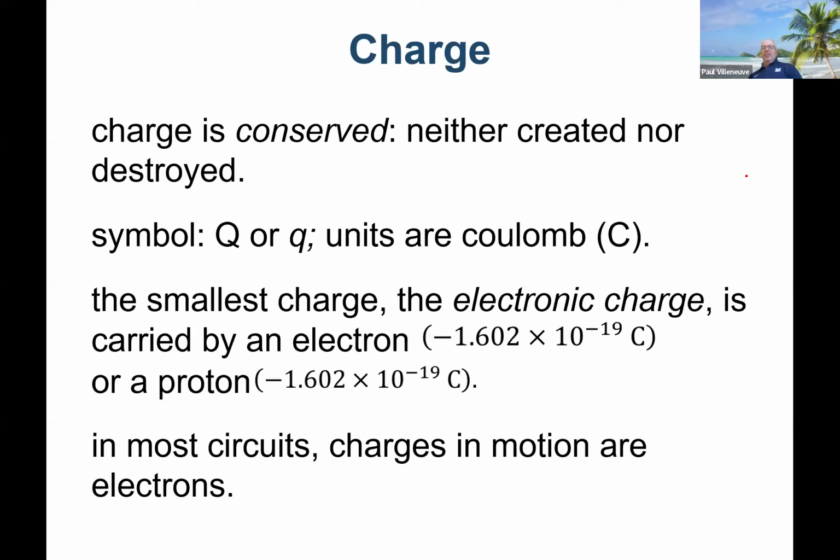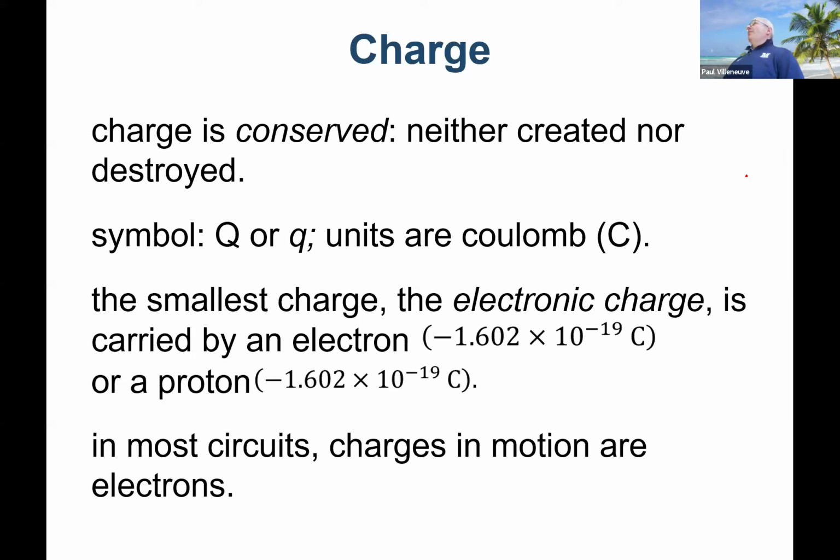What is the level of charge for an electron? 1.602 times 10 to the negative 19. Okay. So that's the smallest amount of charge you can have. You can't break anything smaller than an electron.